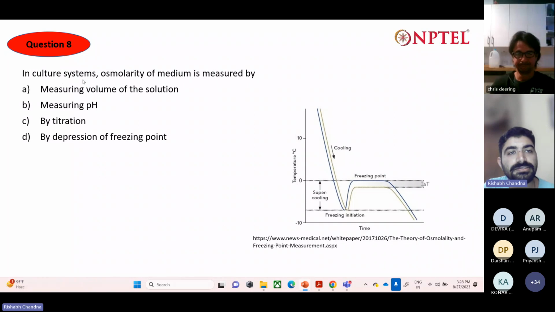In culture systems, osmolarity of a medium is measured by measuring the volume of the solution, measuring pH by titration, or by depression in freezing point. Can anybody take a guess? Measuring pH. Okay, anybody else?